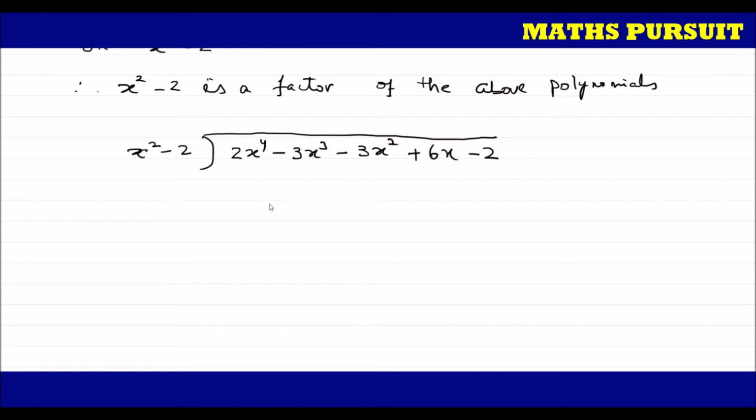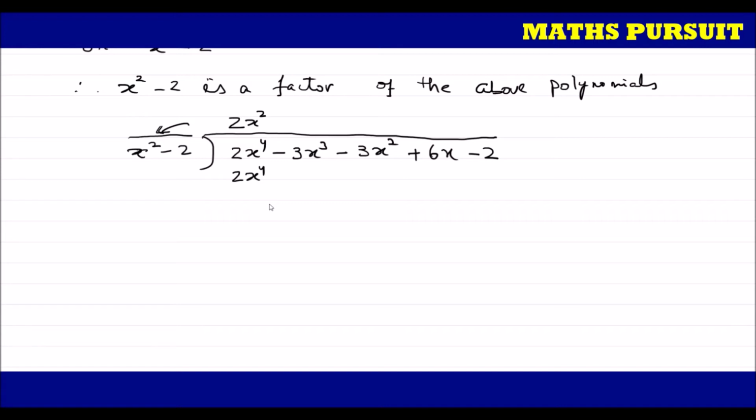Now you could see that here we have 2x to the power 4 and here we have x to the power 2. What should I multiply with x to the power 2 so that I can get 2x to the power 4? If I multiply 2x to the power 2 with this x to the power 2, then I will get 2x to the power 4. And then I am going to multiply 2x to the power 2 with this given divisor.